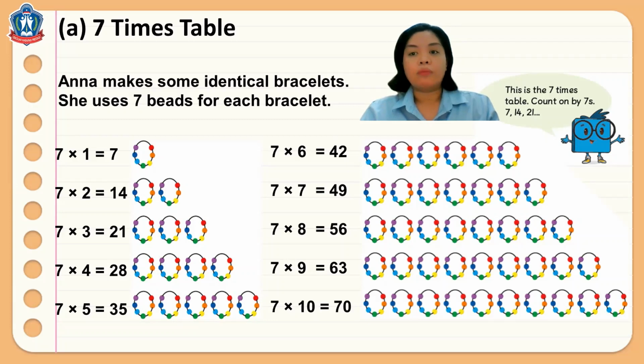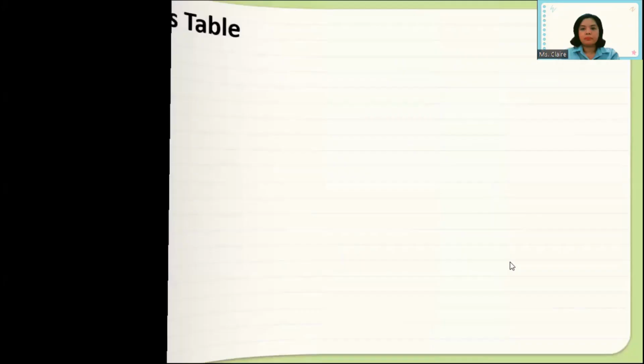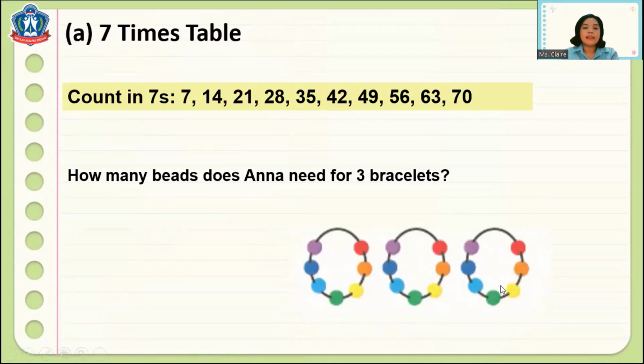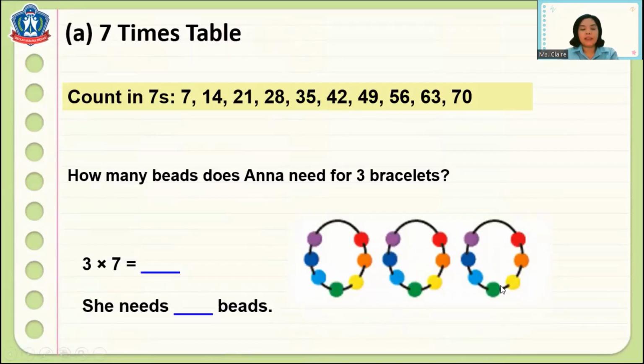So this is the 7 times table. We will count on by 7s: 7, 14, 21, 28, 35, 42, 49, 56, 63, and 70. We can still continue. If we have 7 times 11, that is 77. Okay, so how many beads does Anna need for three bracelets? Since one bracelet has 7 beads, 3 times 7 is 21. So she needs 21 beads.